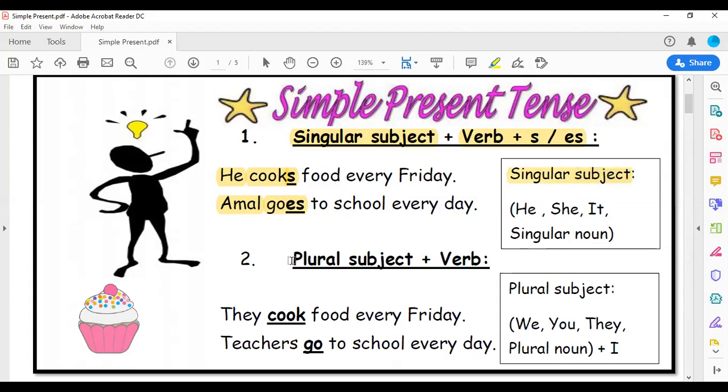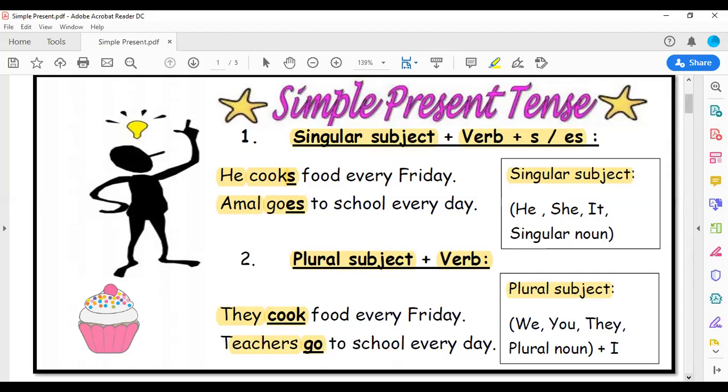Number two, we should take care of plural subject. Okay, so plural subject plus a verb. I don't add anything, it's verb one. Okay, the verb stays the same. They cook food every day. The verb cook, I didn't add s. Why? Because I have a plural subject which is they. Teachers go to school every day. Go is the verb. I didn't put es because teachers is a plural subject. Okay, what are plural subjects? We, you, they, plural noun, and the pronoun I.